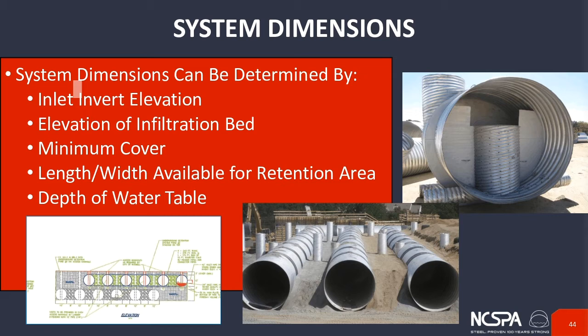You don't want a 96-inch system with 3 inches of cover on it. It's just not functional. And then a lot of times you're defined by the area that you have to put these systems, so you might have to get a little creative with it there. And then also the depth of the water table. Obviously you can't infiltrate into standing water, so you have to have a good idea of where that is so that you can start above it.